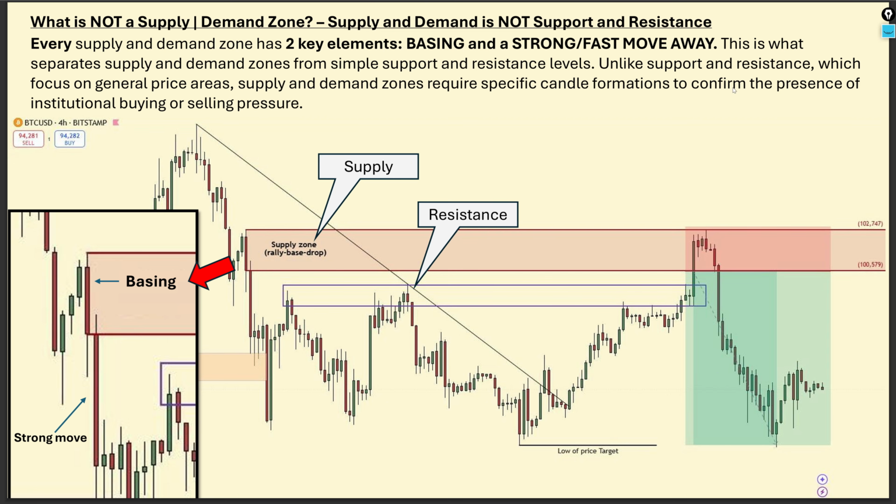If you look over on this slide, right here, this is the difference between supply and resistance. Obviously, this is the same for demand and support. For supply, we have a very clear basing and that drop and that strong move. For resistance or support and resistance, they're more just general areas that price kind of turned around on.